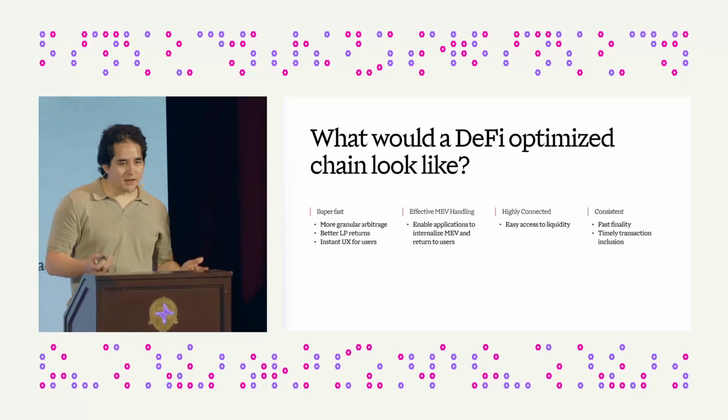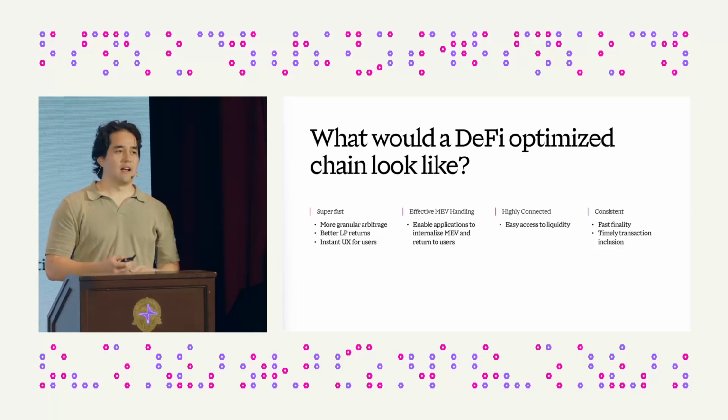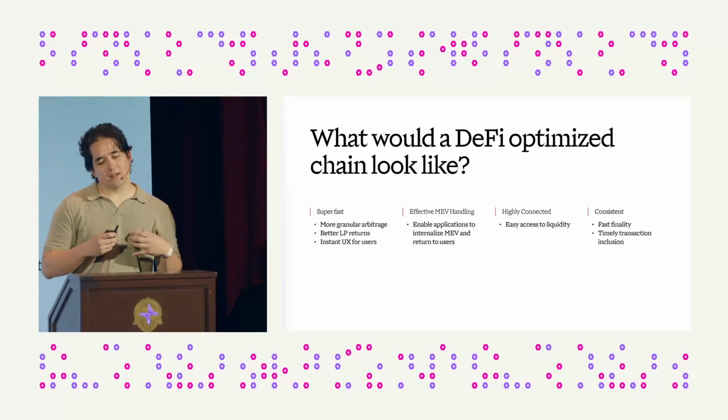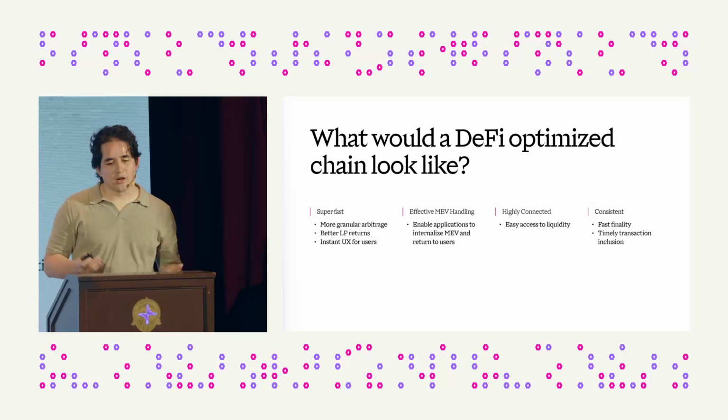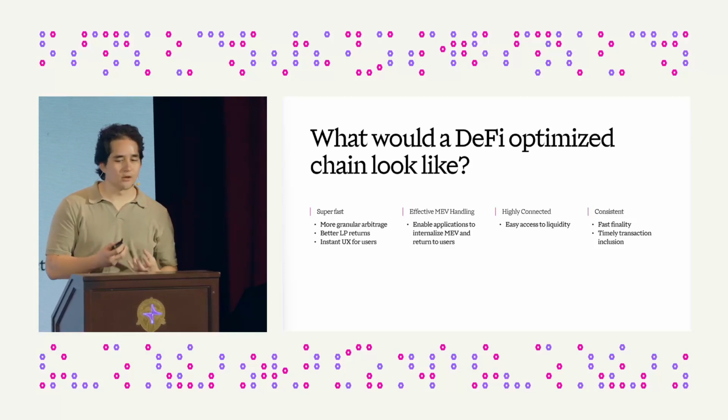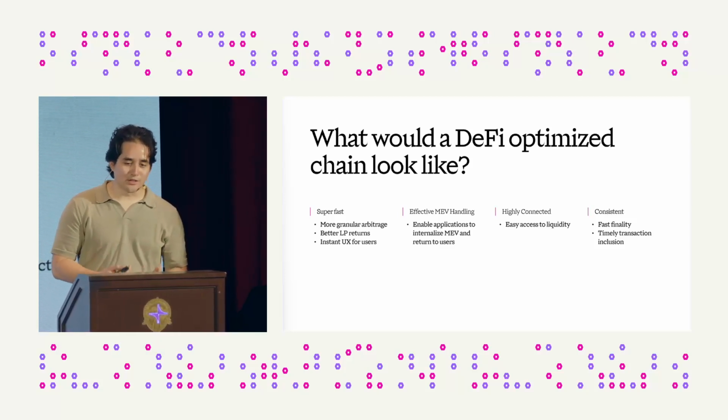Secondly, effective MEV handling. Again, mentioned this earlier. AMMs generate a lot of extractable value, and so if we can somehow make the chain optimized for internalizing this MEV, giving it back to the users, or just generally keeping it within the ecosystem itself, that would be a DeFi optimized chain in my mind.